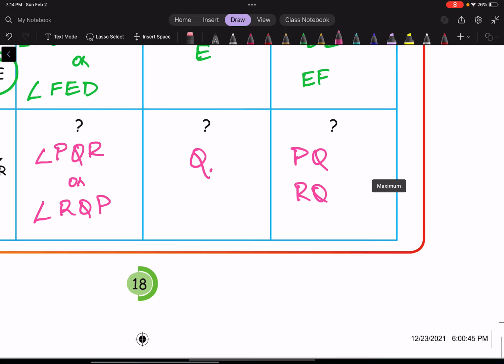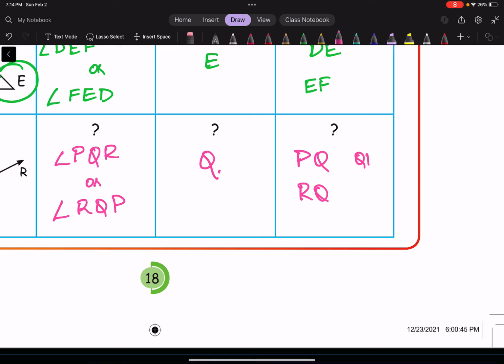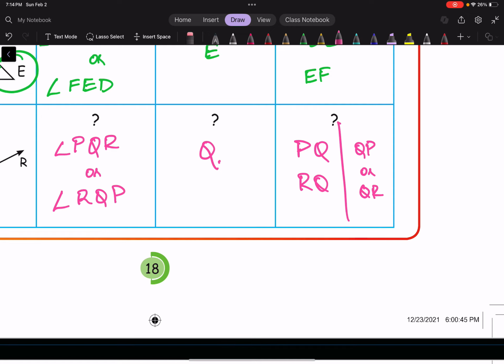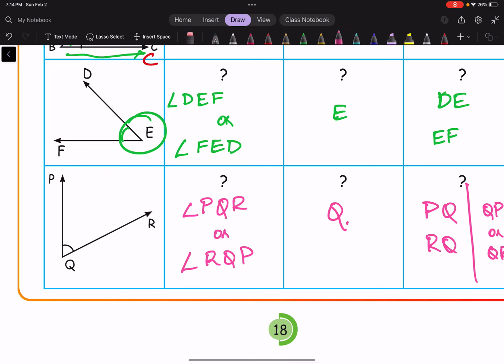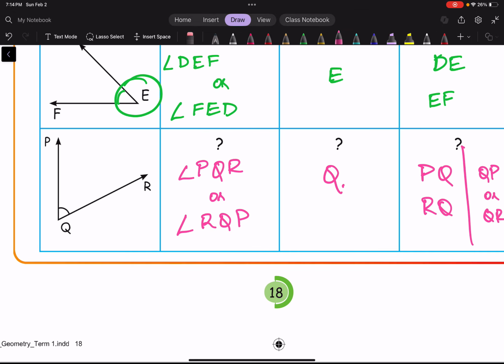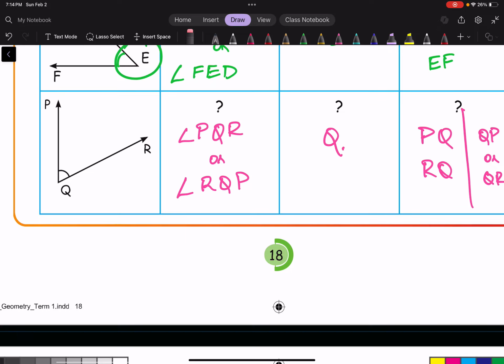This can also be interchanged, right? So Q and P or Q and R. You can write it in any particular manner, that doesn't matter. The only thing that matters is the Q. Q is the vertex, and the vertex should always be in the center for a particular angle. Whenever you denote an angle, Q is always in the center. Okay.